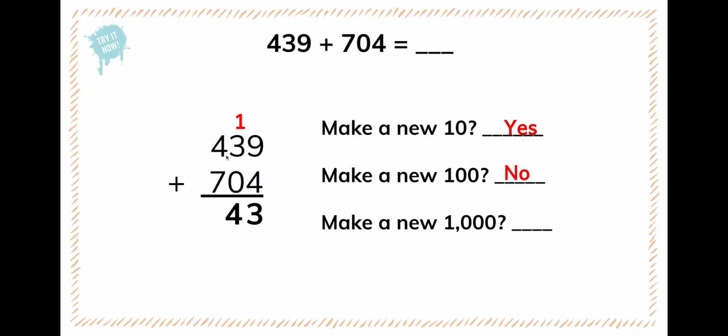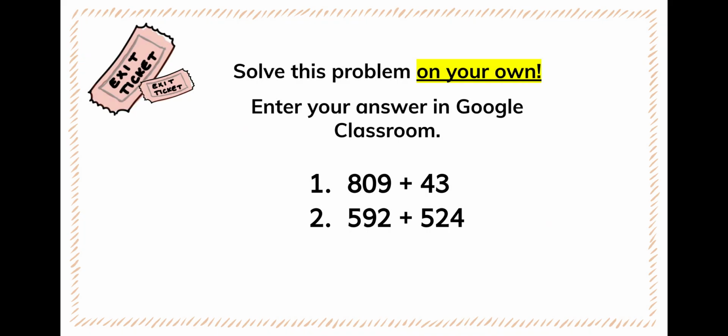Now the hundreds. 4 plus 7 is 11, and 11 hundreds is greater than 10 hundreds. 10 of those hundreds will make a new 1,000. So I am going to make a new 1,000, and I'm going to leave the 1 leftover 100 here. And I took 10 of the hundreds out of my 11 to make a new 1,000. So I have 1 plus 0 is 1. 1,143. That's the total.